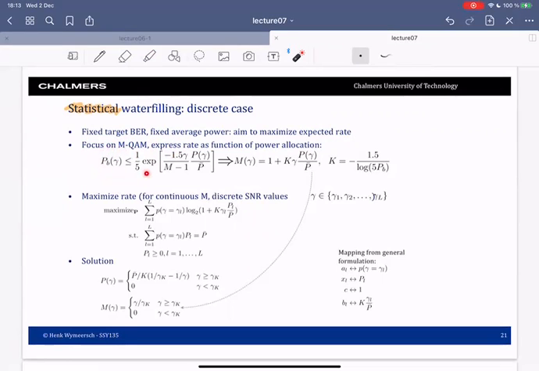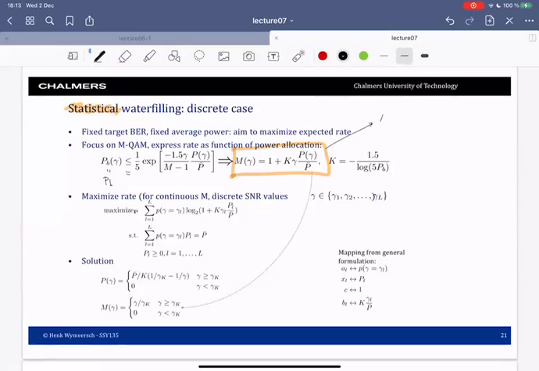And for mQAM, we have this expression that relates the bit error rate to the modulation format as well as the power allocation. So given a certain bit error rate, so we set this equal to some value that we want. We set this to equality. Then we can solve for the modulation format as a function of the SNR. So this expression in the middle tells us that if we've chosen a certain power allocation P of gamma, and then we have a certain SNR gamma, then this is the modulation format that we should choose with this many points.